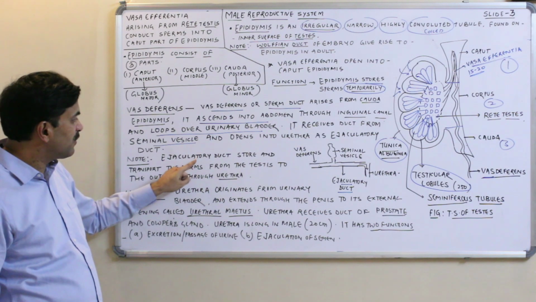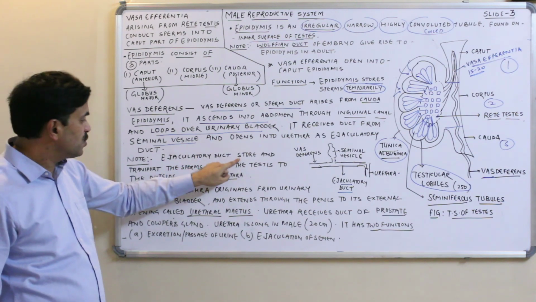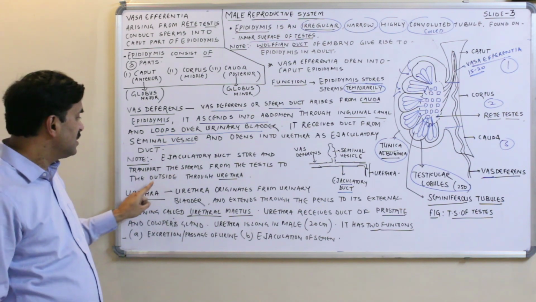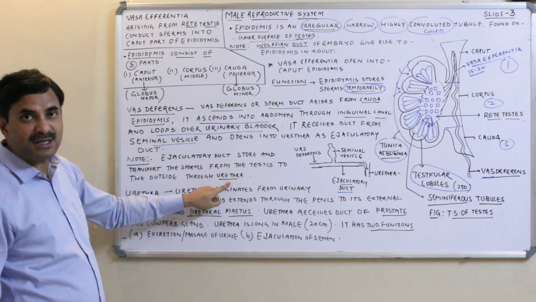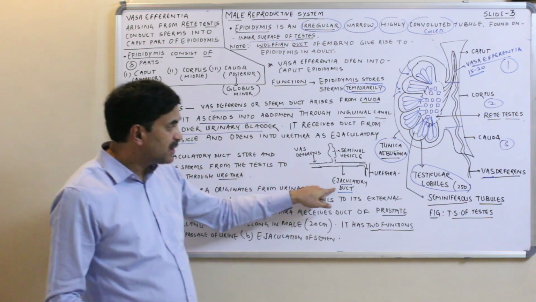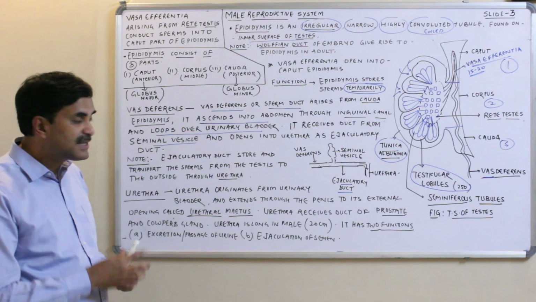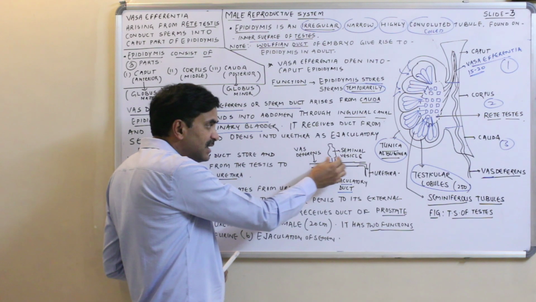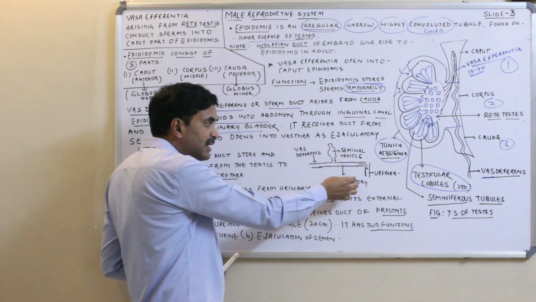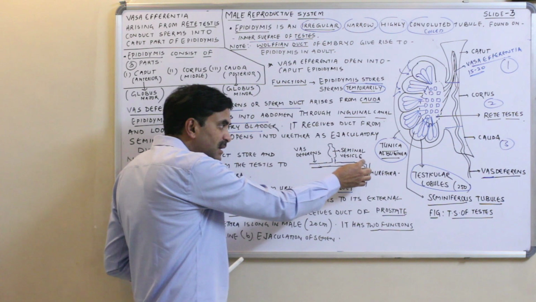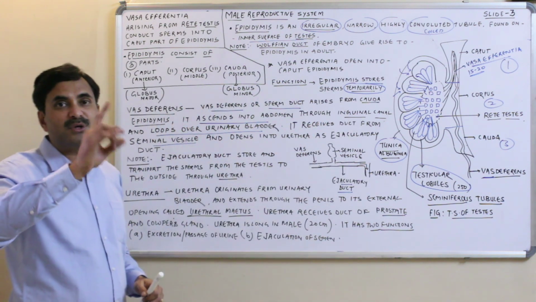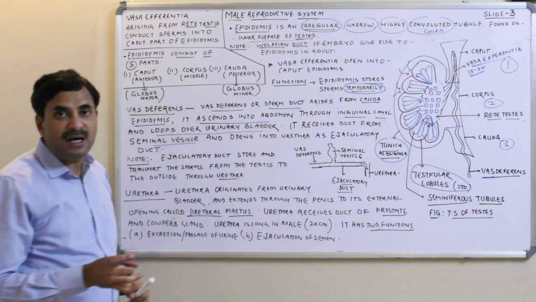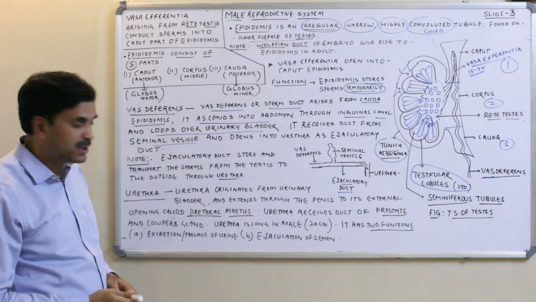So what is the role of the ejaculatory duct? The ejaculatory duct stores and transports the sperms found in the semen from the testes to the outside through the urethra. Okay, so this is all about the ejaculatory duct. Now, is it clear? The duct of the vas deferens combined with the duct of the seminal vesicle forms the ejaculatory duct. This duct will carry the sperms into the urethra, and from the urethra they pass to the penis. Ultimately the semen or the sperm will be released out.